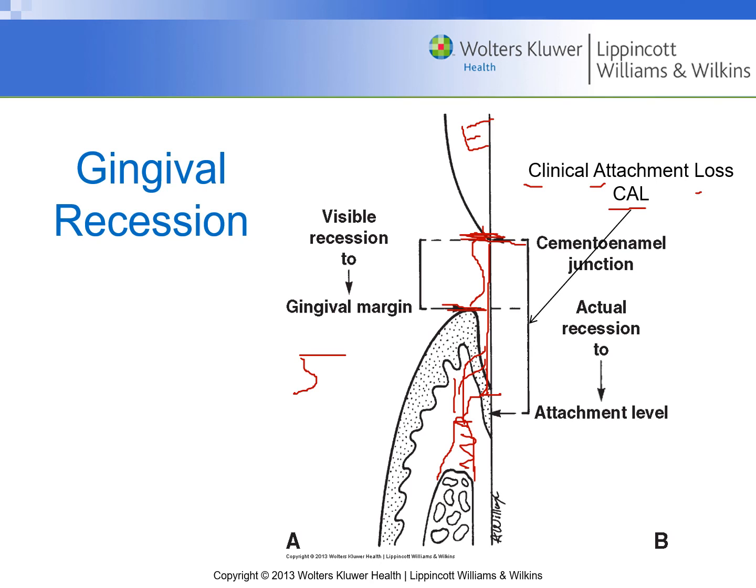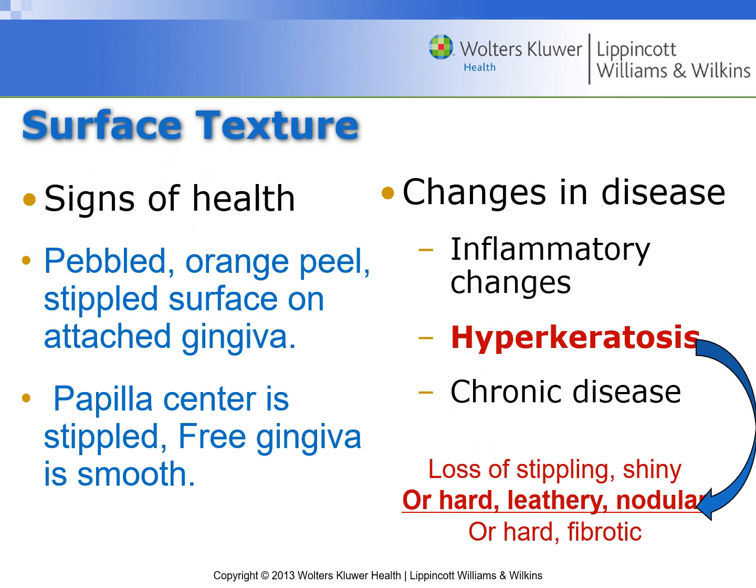But when you look at the clinical attachment loss, all these fibers have been destroyed, even though it's only 5 millimeters. You've got all this amount, and then it makes a huge difference in your diagnosis.